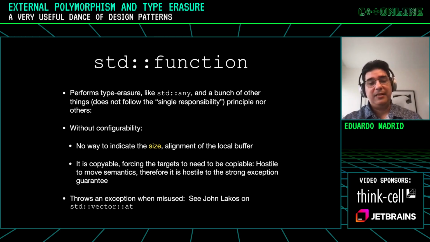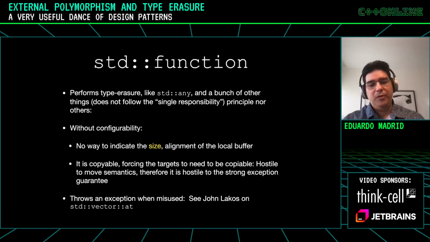Another problem is that it is not configurable at all. There is no way to indicate the size or alignment of the local buffer, also called the small buffer optimization. It forces the targets to be copyable because, of course, standard function predates move semantics. So copyability wasn't an inherent requirement of well-defined types in C++ at the time that standard function was designed. And now it cannot be changed back.